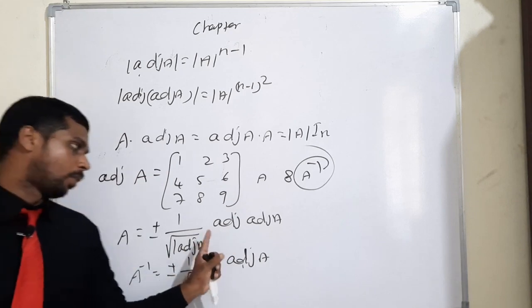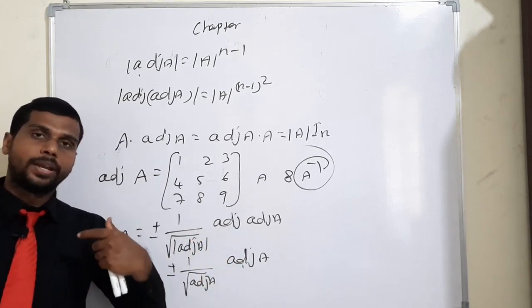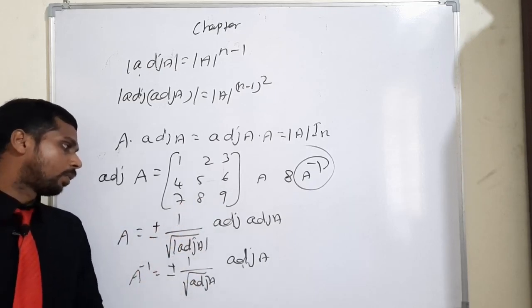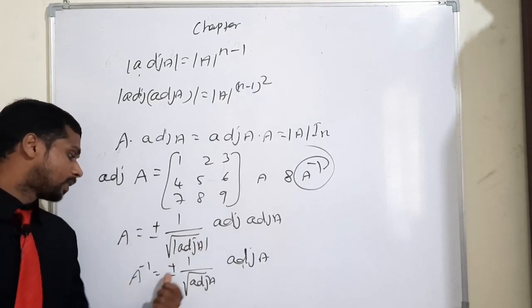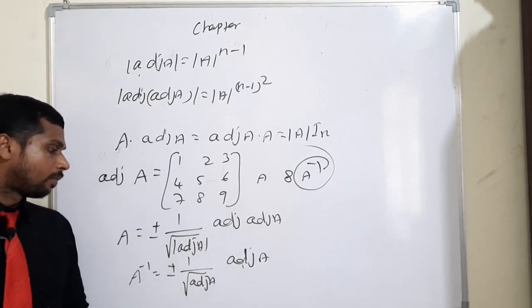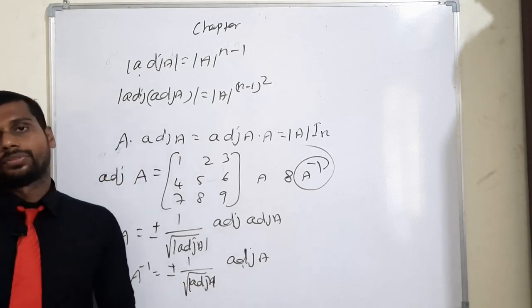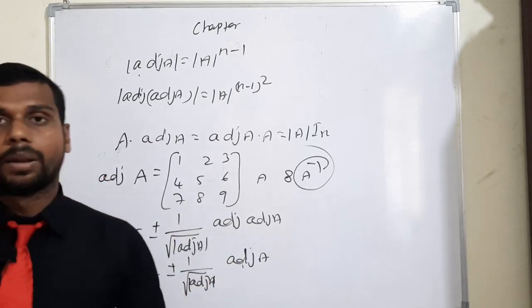Some important points, some questions will be possible where only adjoint of A is given. To find A, we can apply plus or minus 1 by square root of determinant of adjoint of A into adjoint of A. A inverse means plus or minus 1 by square root of determinant, sorry my dear, determinant of adjoint of A into adjoint of A. This is also some important points in chapter number 1.